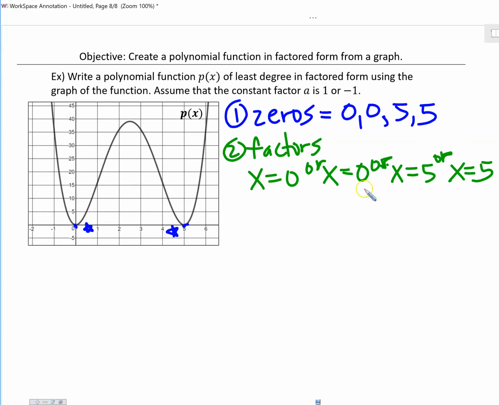Since in these first two we're already equal to 0, x would be our factor. In these two we'd have to subtract 5 from both sides, giving us x minus 5 as a factor twice.